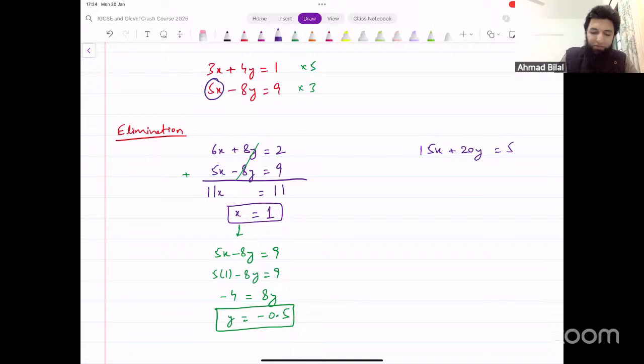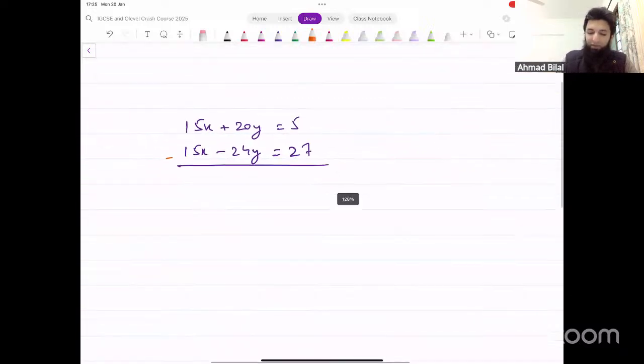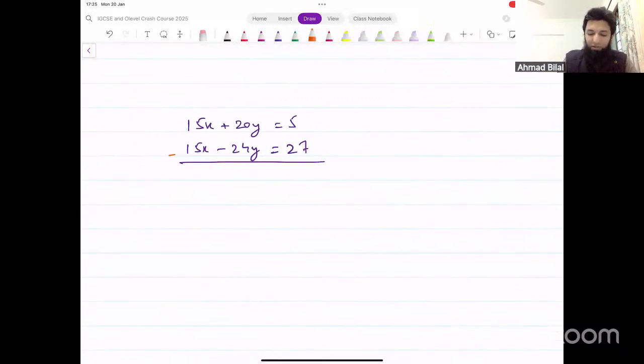And in the second equation, I can multiply by 3, because when I multiply this by 3, the coefficient of x here will also be 15. So that becomes 15x minus 8 times 3 is 24y equals 9 times 3, which is 27. Now in this case, the coefficients of x become the same. If I want to cancel these two, I would have to subtract the second equation from the first equation. So I subtract the second equation.